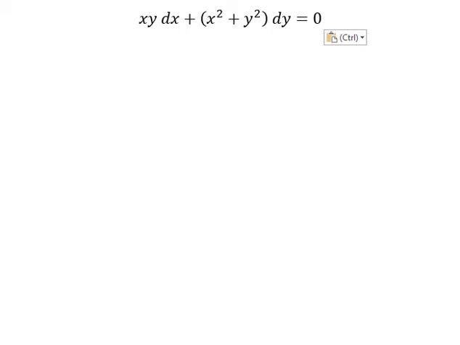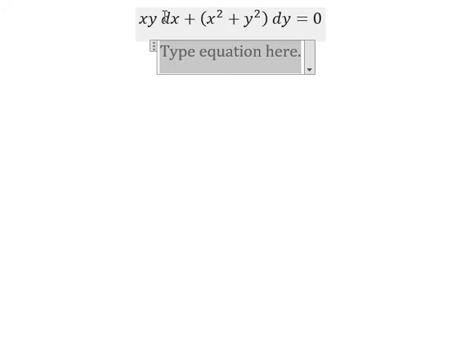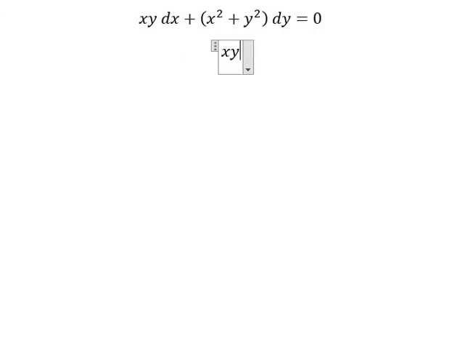Hello everybody, so today I will talk about calculus. The topic today is about differential equations. So now I will show you how to answer. We need to divide both sides by s.